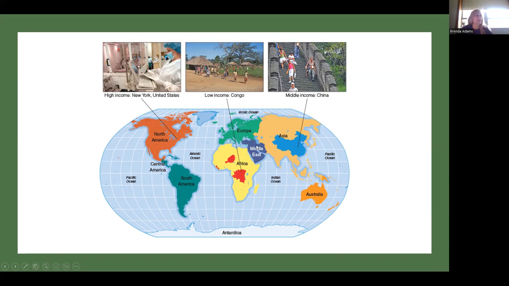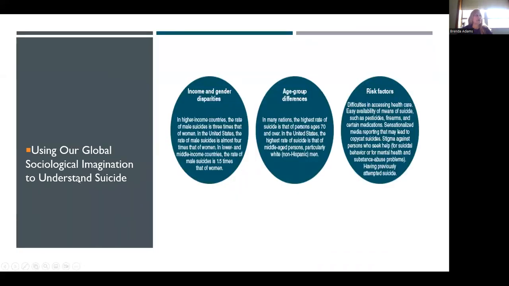So there are a lot of different factors about income that go into these different areas. Using our global sociological imagination to understand suicide, we look at income and gender disparities. In higher income countries, the rate of male suicide is 3 times that of women. And we have to wonder, why is that?